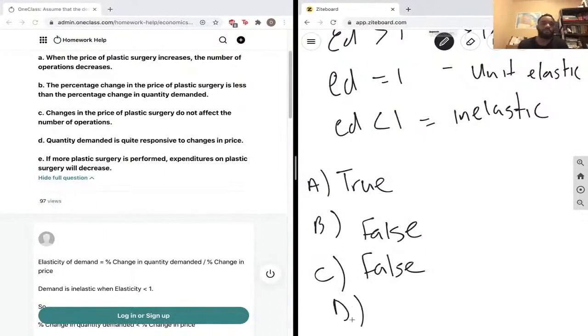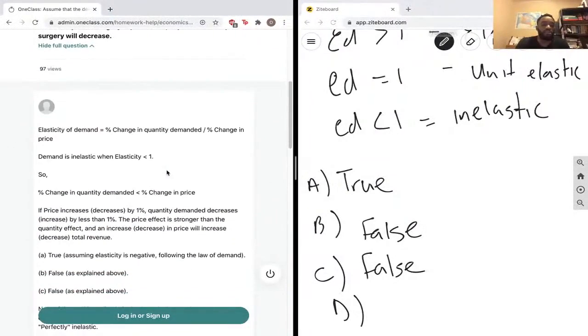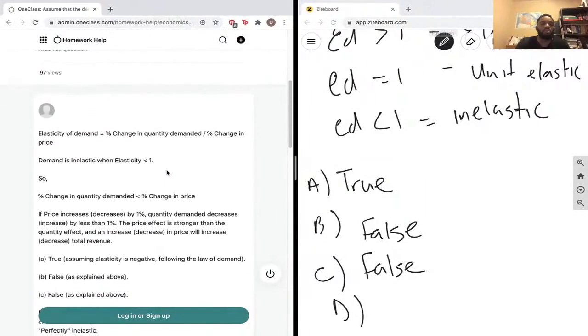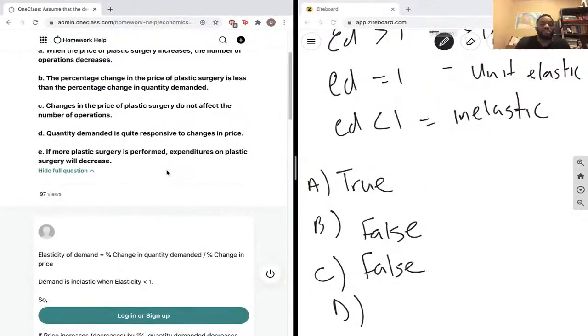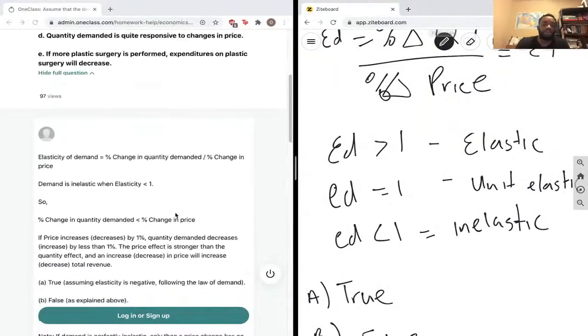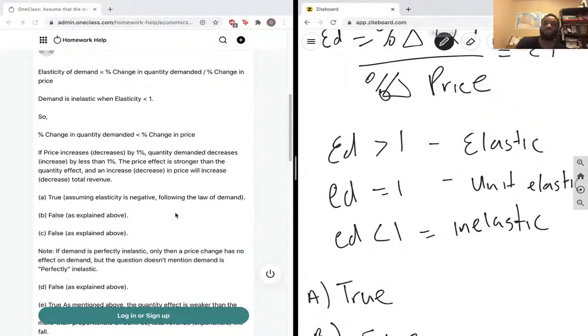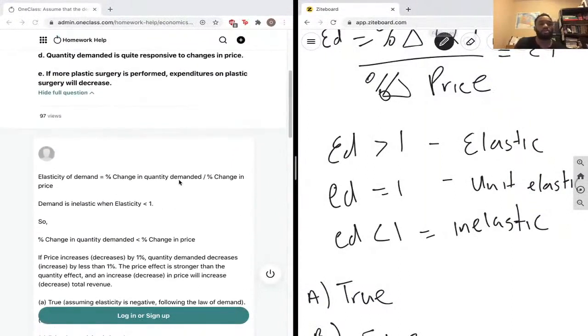Part D, quantity demanded is quite responsive to changes in price. Let's see what our tutor said for C, by the way. Said this is false. Okay. Quantity demanded is quite responsive to a change in price. And again, this is false. We would only say quantity demanded was quite responsive if elasticity was greater than 1. And does our tutor agree with me there? Yes, they do.